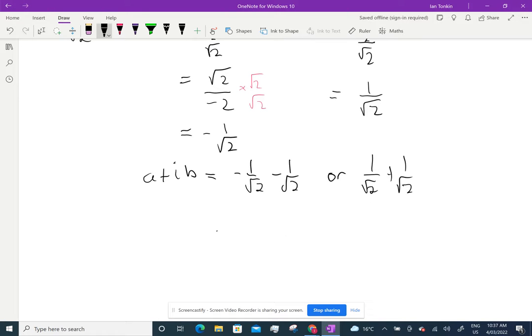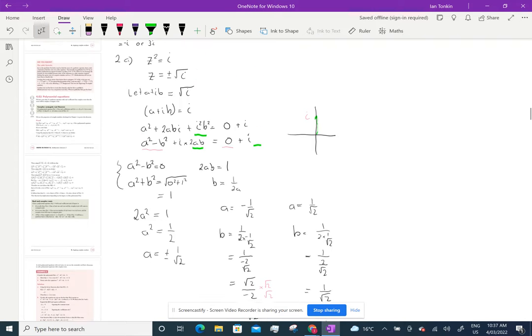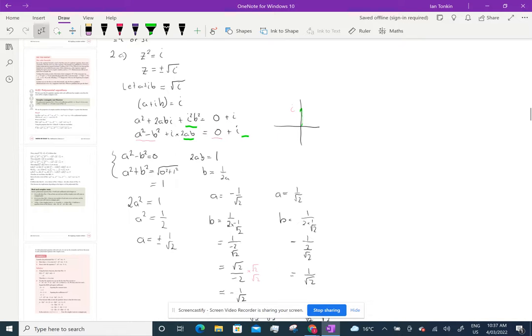But I can write that in one go. a plus ib equals, if I take the negative out of that, 1 on root 2 plus 1 on root 2. Oh, sorry, I forgot my i. So I just have plus or minus. I'll write that properly, with the plus above the minus. Plus or minus. Now that's important for later on. So there's the first one. There's my solution. Pretty easy. We've done it before and it's not that hard.